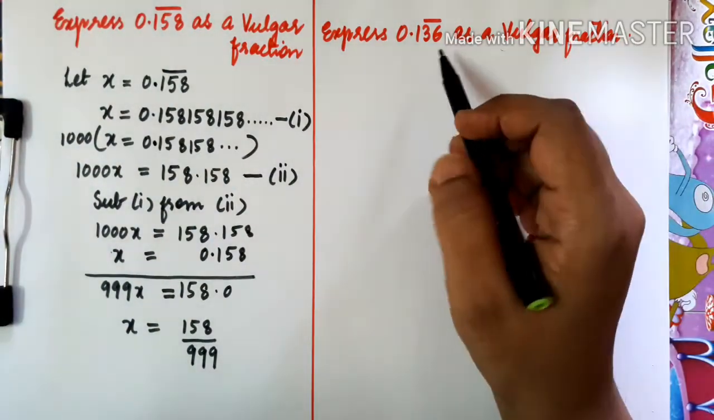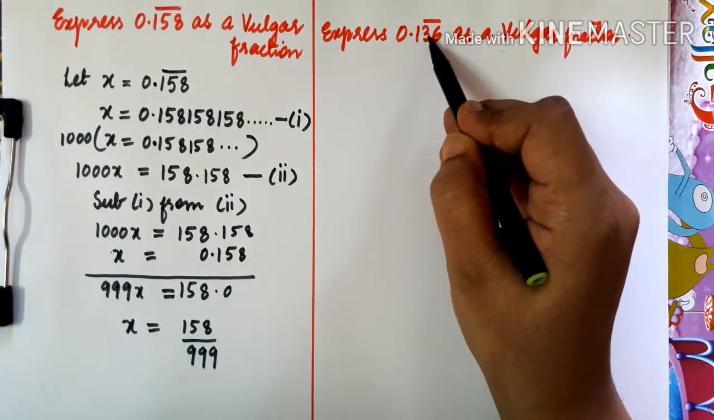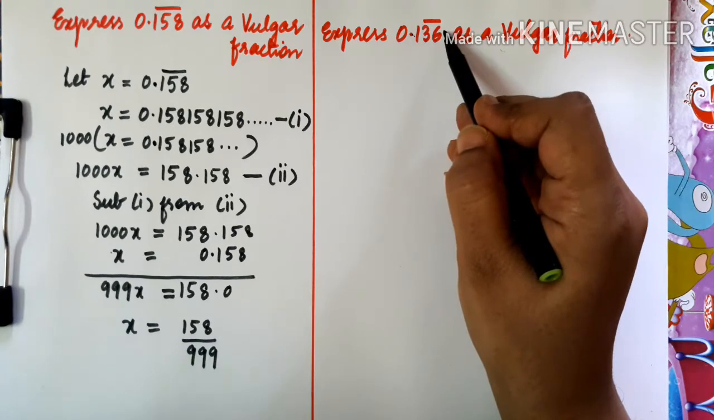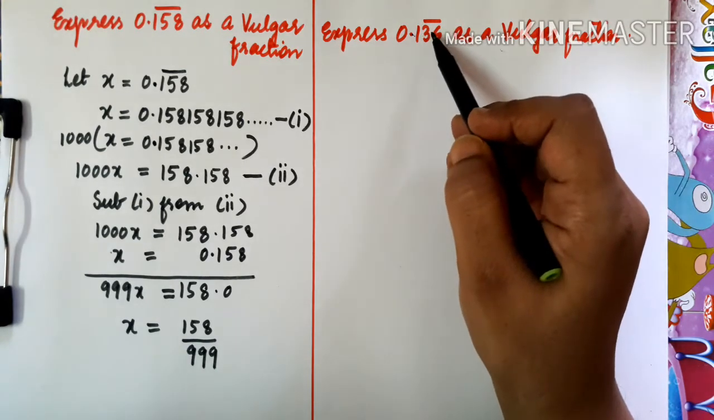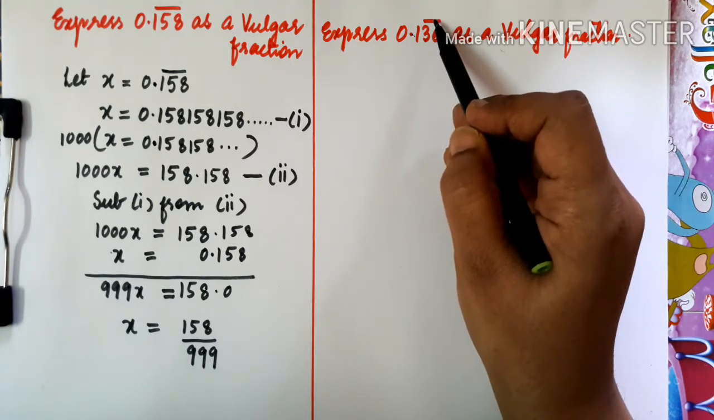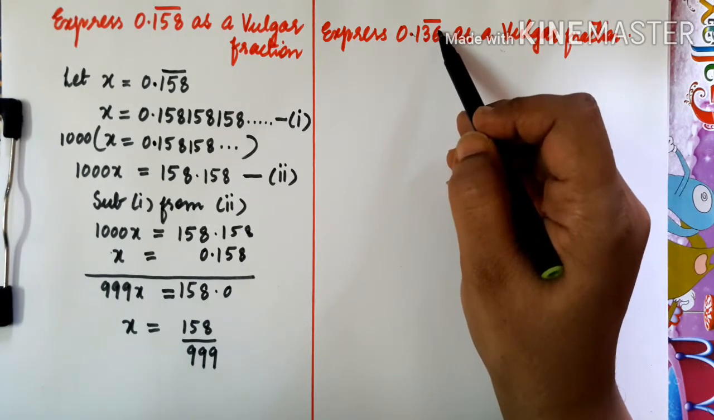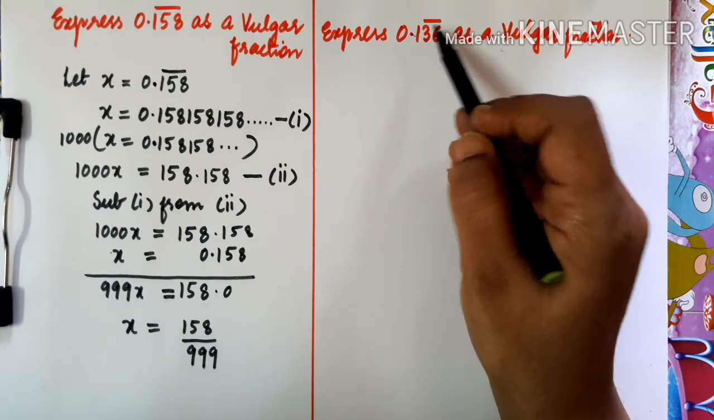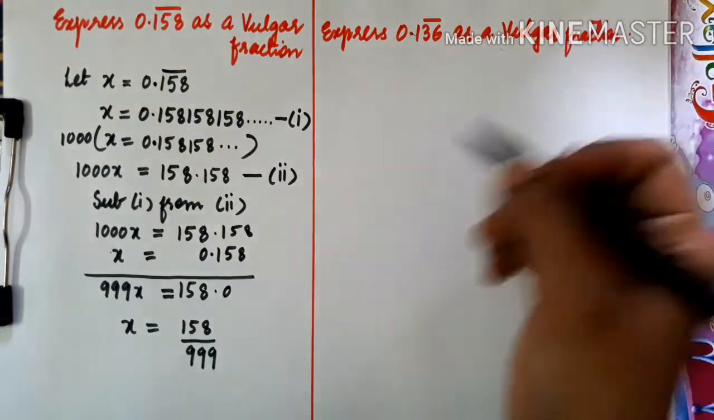Now the second question you have is, express 0.136 as a vulgar fraction. Again, note that after the decimal point you have got 136, but only on 2 digits the bar is placed. That means only 36 is repeating. The whole 3 digits 136 are not repeating, only 36. So 3636 like that you have to take.